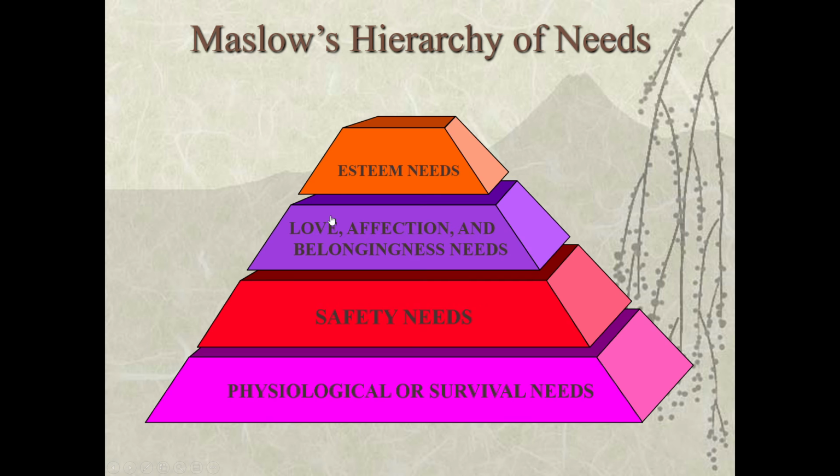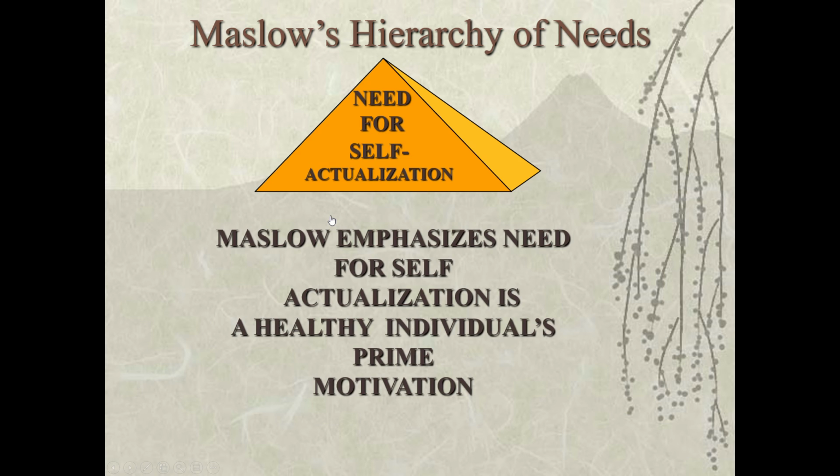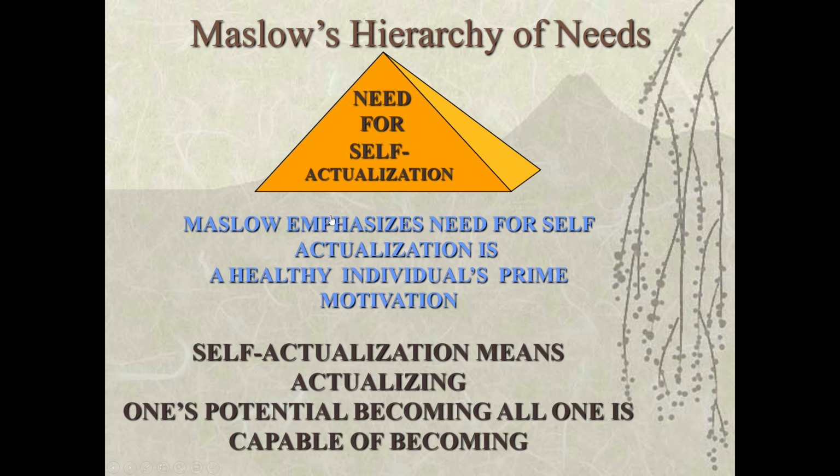And after this need is met, we go for the final one, which is the need for self-actualization. So Maslow emphasized that this need is actually the goal of a healthy individual. It's the healthy individual's prime motivation. Now, what does this mean? It actually means that one has become all that he or she is capable of becoming. This is the goal that everybody wants to achieve.